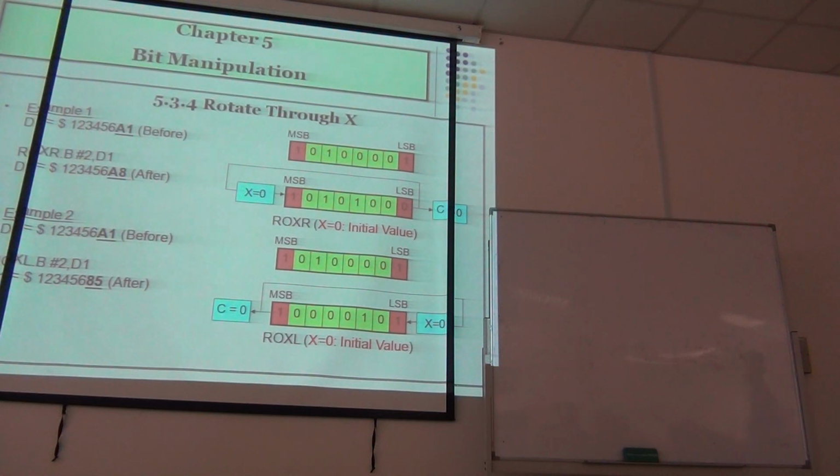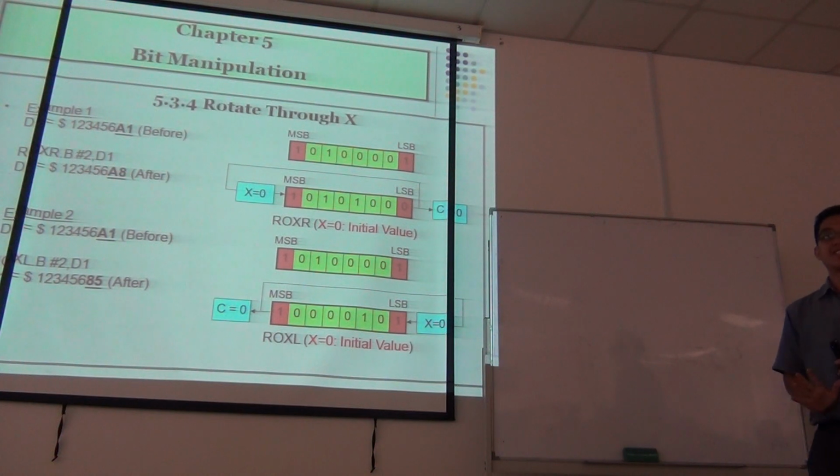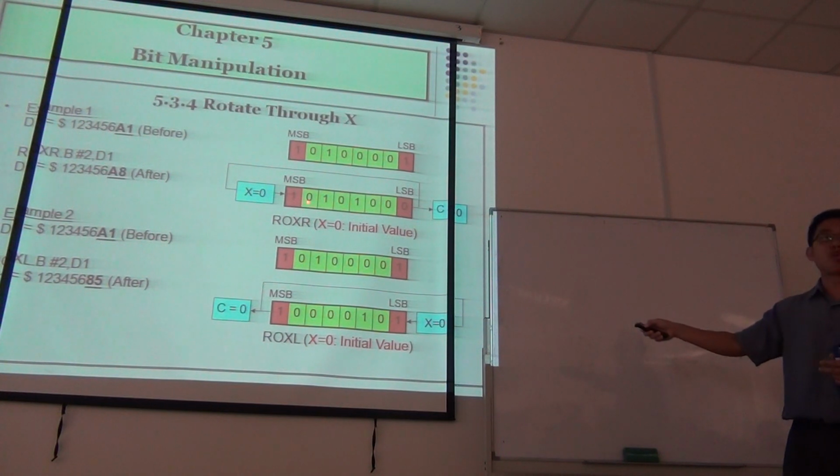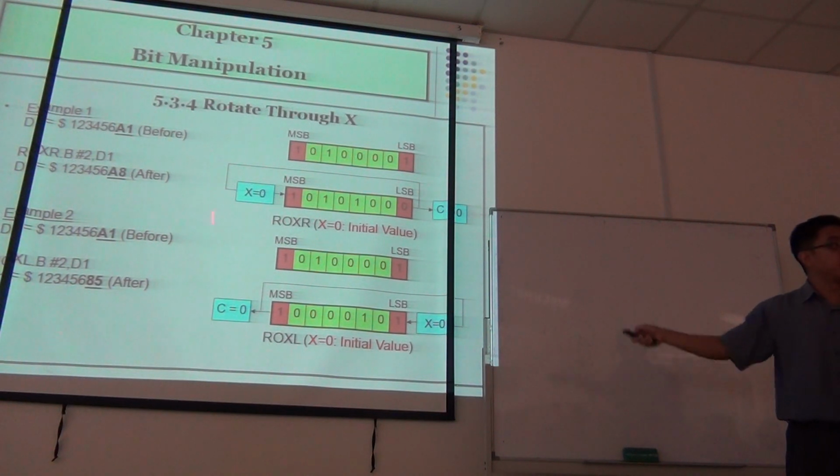So anybody got it done correctly? Do you understand? A bit confusing, but for those who understand, try to bear with me. Now let's look at what happened. The rotate through X is the one where you need to go through the X flag first. The X flag is from the status register, and normally the initial condition value is given as 0 or 1. For this case, the X flag is given as 0.